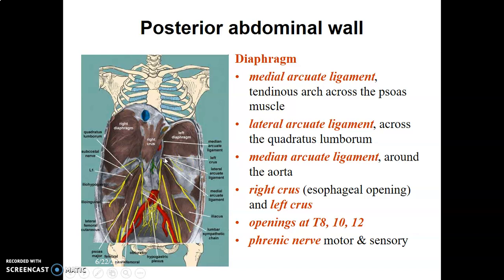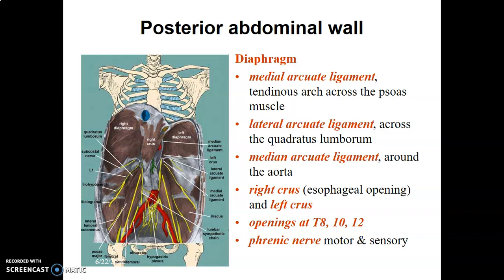The diaphragm has two crura. The right crus contains the esophageal opening, and that's at the level of T10. And there's also a left crus. So the diaphragm has three apertures. At T8 is the aperture for the inferior vena cava. At T10 is the esophageal hiatus, and T12 is the aperture for the aorta.